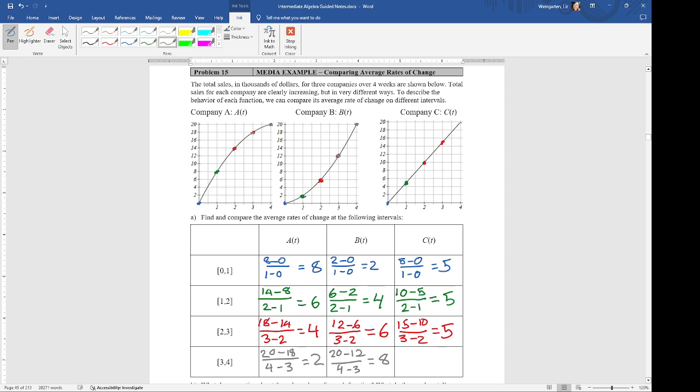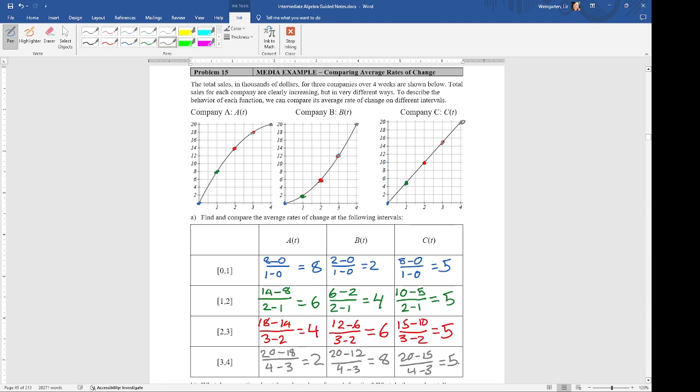And company C, last week was 15. This week is 20. 20 minus 15 over 4 minus 3 gives us yet another 5.